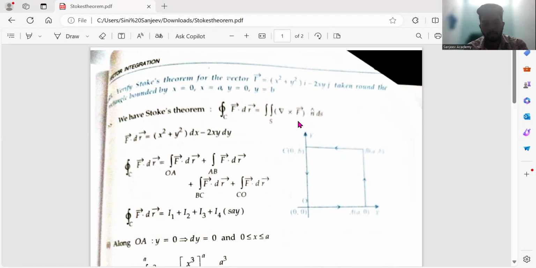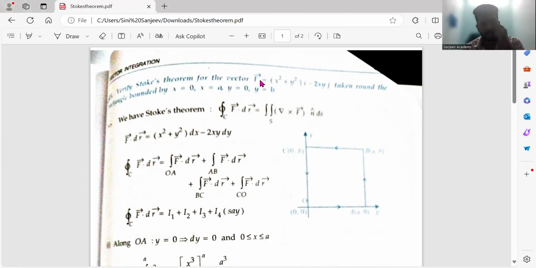Cross product means you do the determinant first. So always start from the RHS, always start from the RHS, then do the LHS. It will be easy for the verification of Stokes theorem.